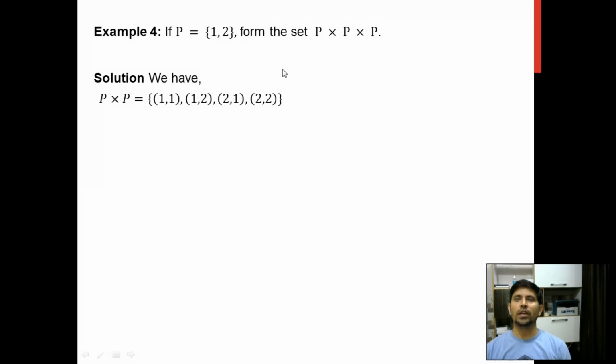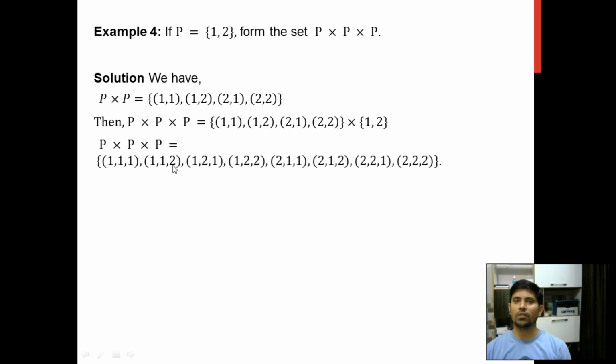Similarly, if we move to the next, then what happens? This is P cross P cross P. Then we have to find the Cartesian product of this with {1, 2}. Then again, this is (1, 1), (1, 2). It means we will take this element and find the Cartesian product of this 1 with the 2. And then we take this element (1, 2), (1, 1, 2), (2, 2). This is (2, 1), (1, 2), (2, 2, 2) like this. So we can write at last (1, 1, 1), (1, 1, 2), (1, 2, 1) and so on. It means we will fix this element firstly here.